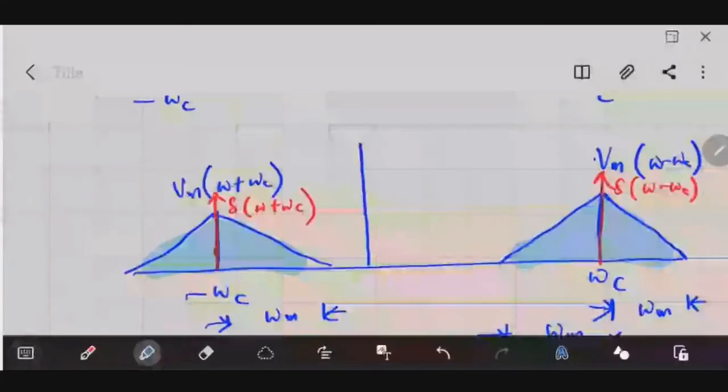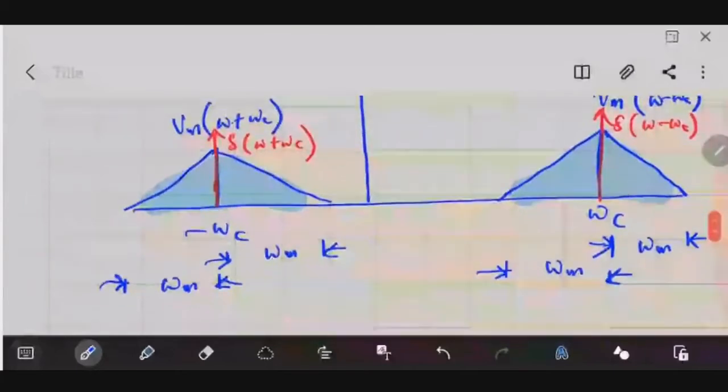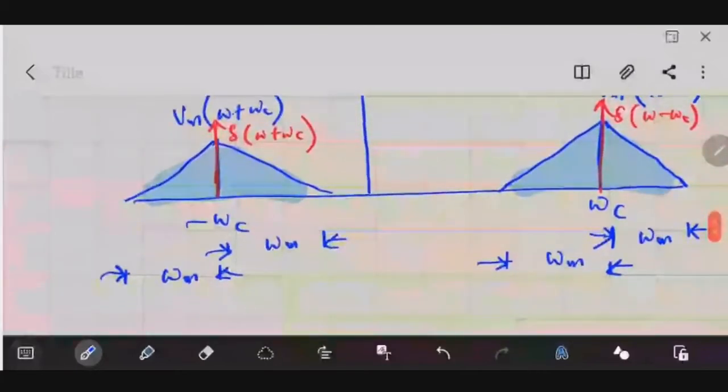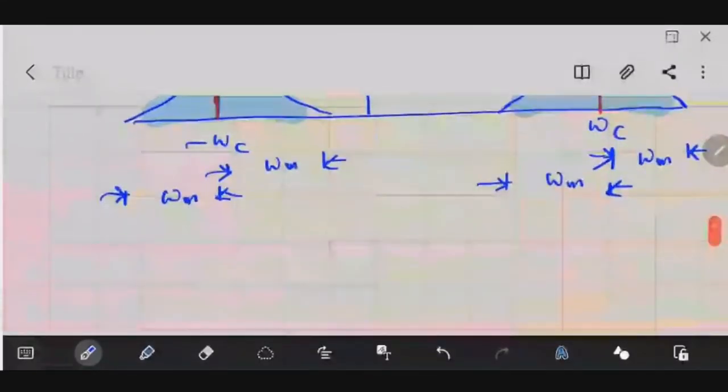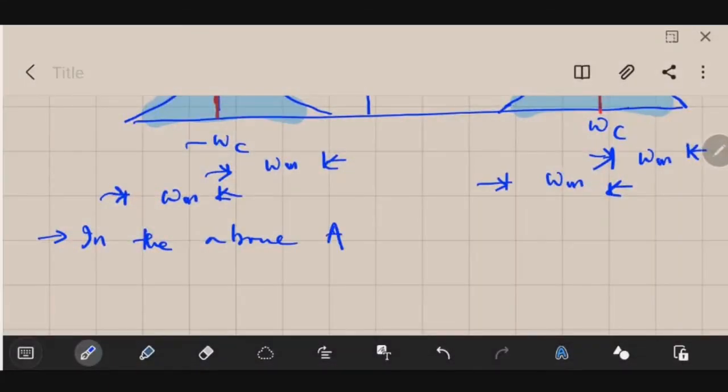Let me write about these terms here. You could note it. Did you get it? Did you understand the spectrum, or any doubts? I hope you have understood it. So let me write what the two factors are. In the above AM wave, there are two factors.